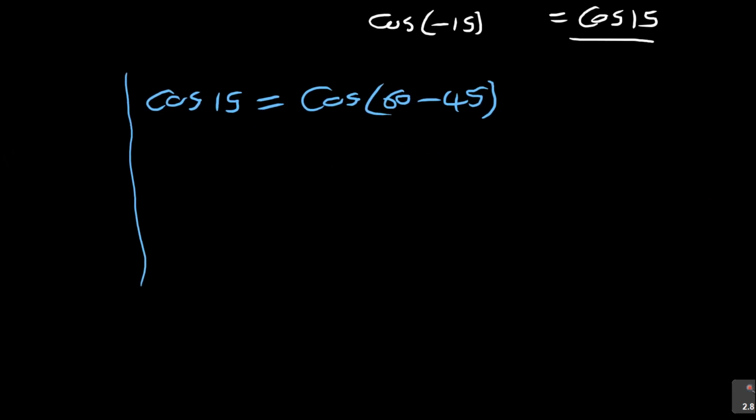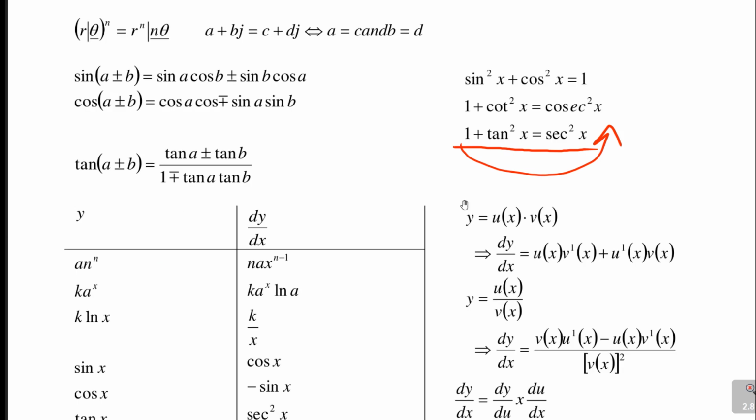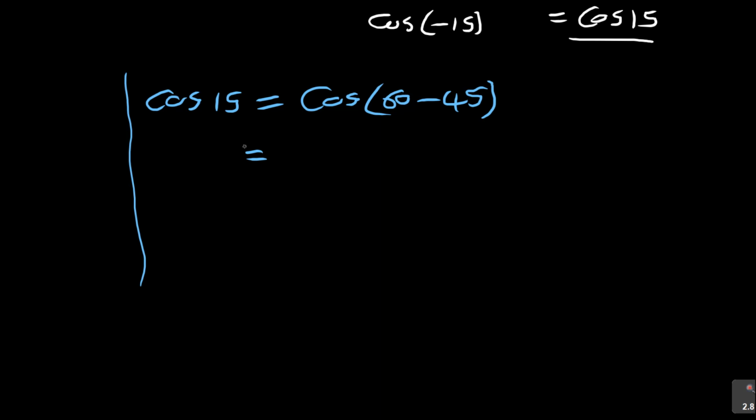So let me just follow up with this one, using the expansion rule of cos. Let's check it on the formulas. Remember, cos A minus B is cos A cos B, and if it's minus, it's plus sine A sine B. So you come here and say it's the same as cos 60 cos 45, and now if it's minus, it's plus sine 60 sine 45.